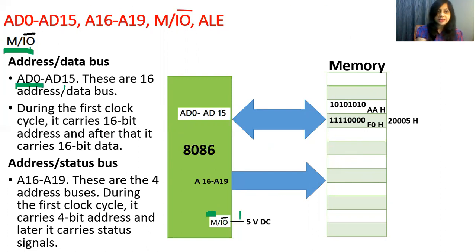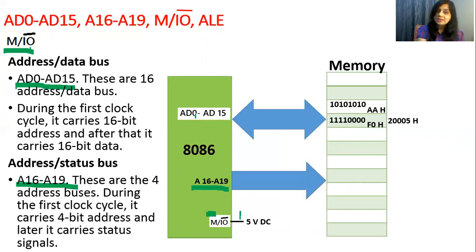Next pin is AD0 to AD15 and A16 to A19. We know that 8086 has a 20-bit address. That means whenever 8086 wants to access data from peripheral devices, whenever it wants to communicate with memory or input output devices, it has to transfer a 20-bit address to those devices. Out of that 20 bits, A16 to A19 is pure address bus, which is used to transfer 4-bit address to memory.